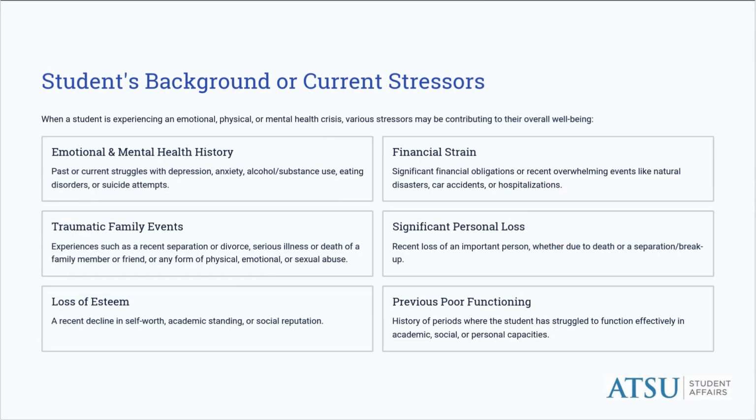You may also know a student's emotional history, background, or current stressors that impact their ability to succeed. These factors can contribute to the signs and symptoms we discussed. When submitting a care team referral, include any background that could be a barrier to finding support or accessing resources.